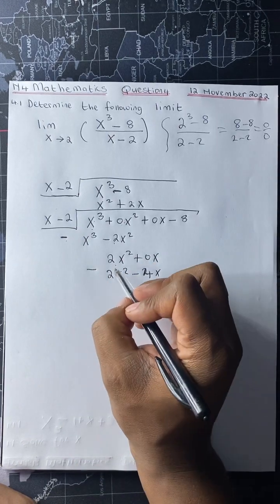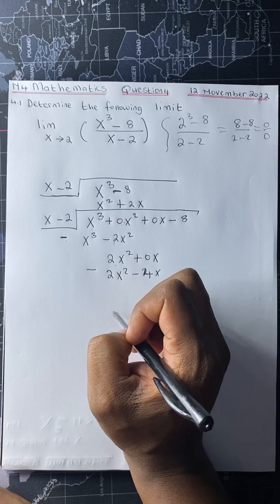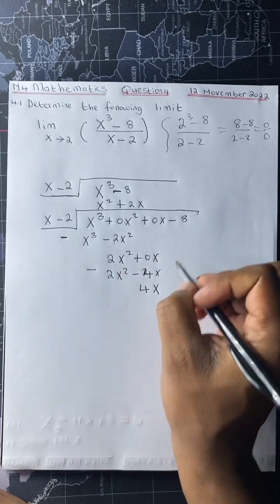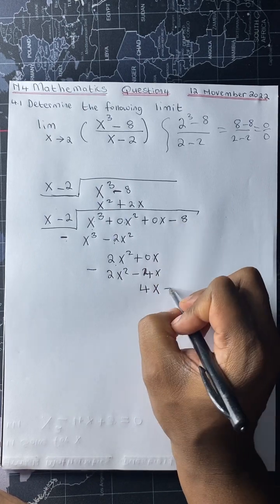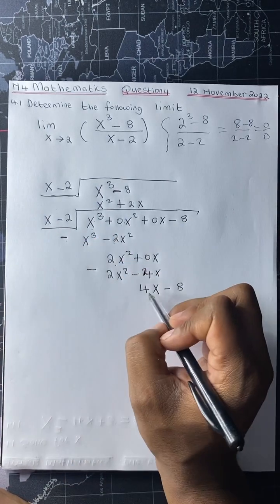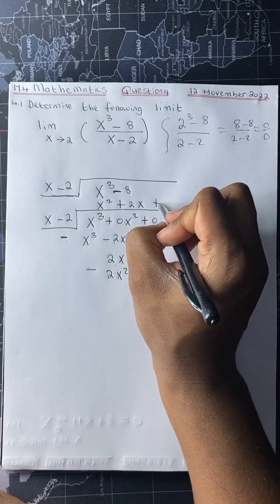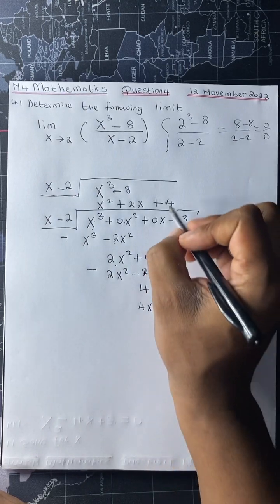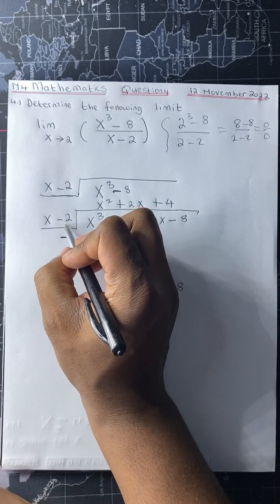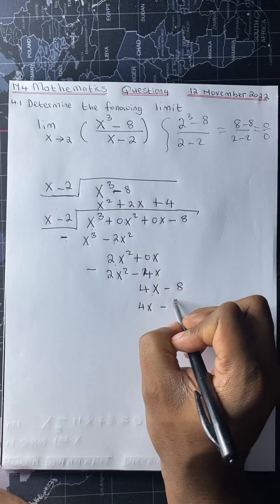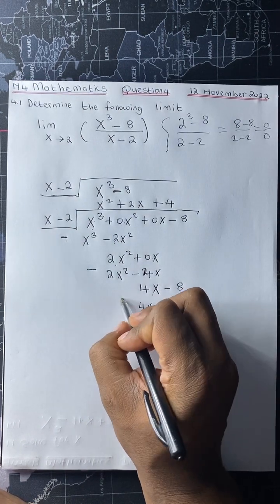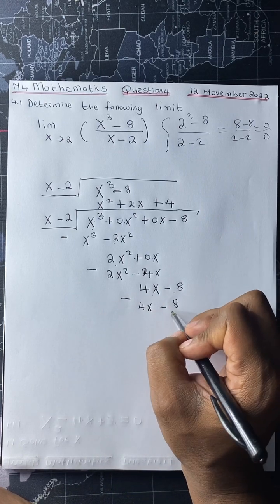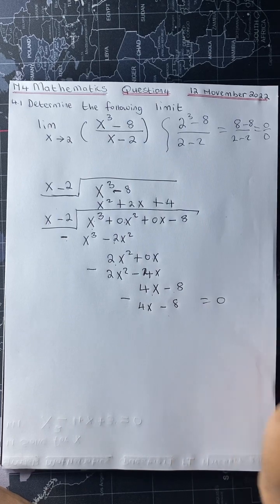And from here we minus again. 2x squared minus 2x squared is equal to 0. 0 minus negative 4x will be equal to positive 4x. And here now we bring down the negative 8. So 4x divided by x will be equal to 4. And 4 multiplied by x will be equal to 4x. 4 multiplied by negative 2 is equal to negative 8. We minus again: 4x minus 4x is equal to 0, and negative 8 minus negative 8 will be equal to 0.